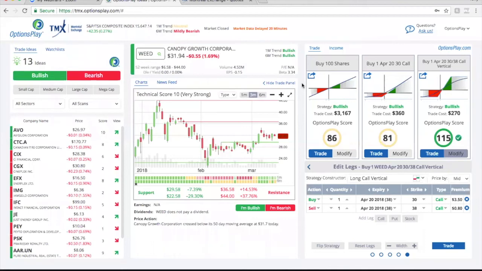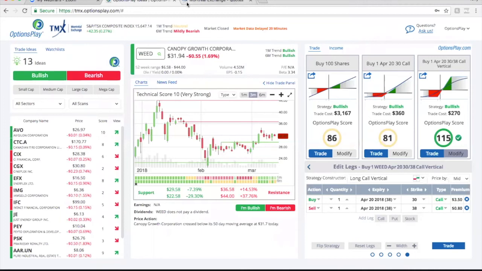This is the tool that's available to you free of charge when you sign up through the TMX. This is a tool that covers all Canadian stocks and options, that allows you to quickly look at trading strategies as well as help you do research on the underlying stock.